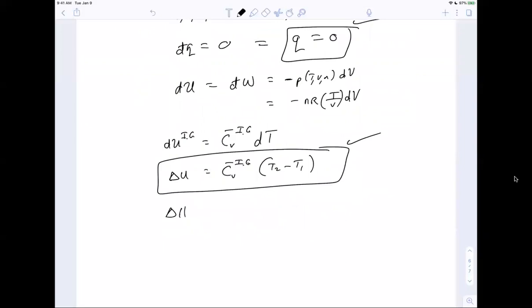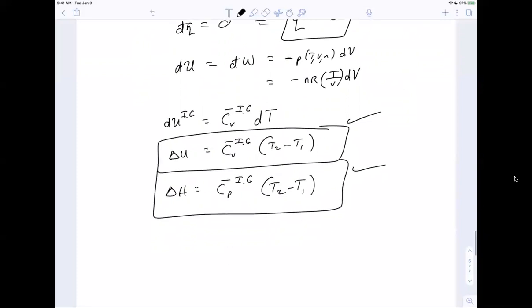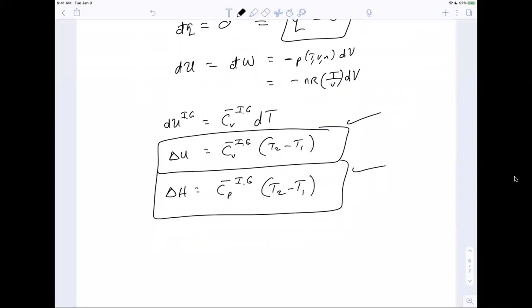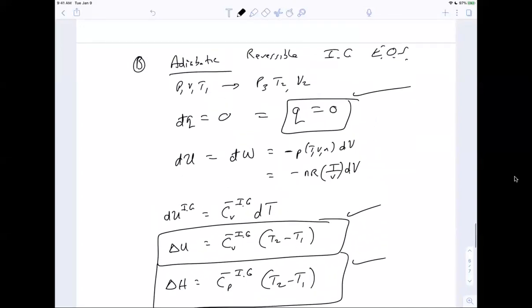Delta H is going to be the same, and I'm going to let you fill in all the only difference is going to be that you have CP bar instead of CV bar. Okay, again, that's only because if you have an ideal gas, U and H are functions of temperature only. And so we only have to worry about temperature change, which is going from T1 to T2.